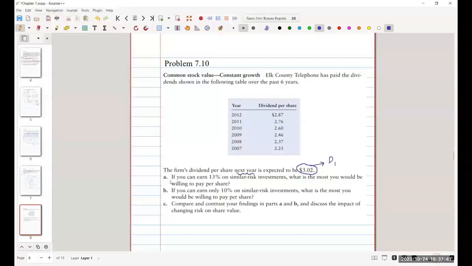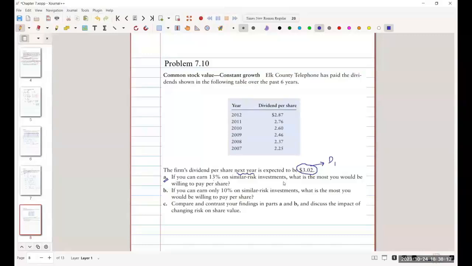I'm reading part A: if you can earn 13% on similar risk investments. So what does it tell you? See how they phrase this. If you can earn 13% on similar risk investments, how much would you want to earn from this one? You would want to earn the same 13% from this one also, because something similar to this out there gives you 13%. So why not this one?